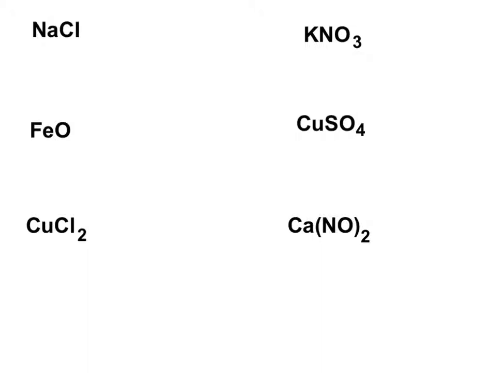Now, I want to write the name of these compounds. So the first question I have is, does the metal have more than one possible charge? And in this first compound, NaCl, sodium's a group 1, so it always forms a +1 charge. The second question I have to ask is, is it binary? Does it have 2 elements only? Or is it ternary? Of course, this is a binary compound, so I just name the ions and change the ending to IDE. You know this is sodium chloride.